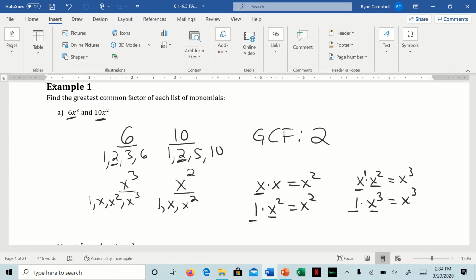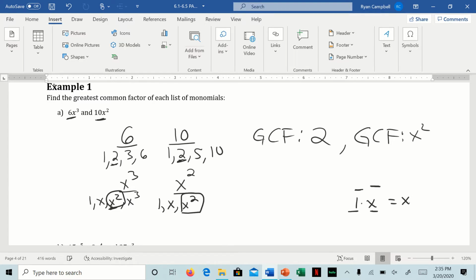So out of all of these, right, what's going to be the biggest, the greatest common factor? And we see in this case, it's going to be x squared. So the greatest common factor of the variables is going to be x squared. So our final answer for the greatest common factor is going to be the product of both of these terms, right? So the official answer is going to be 2x squared.